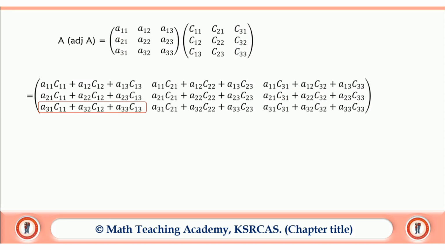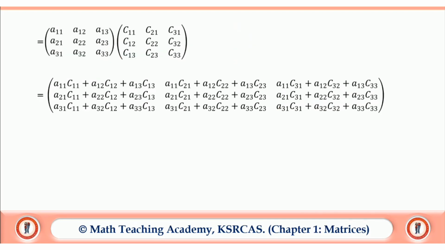And this element is located in the third row and the first column, which comes from the product of third row and the first column. In the same way, this element is located in the third row and the second column, which comes from the product of third row and the second column. Similarly, this element is located in the third row and the third column, which comes from the product of third row and the third column.